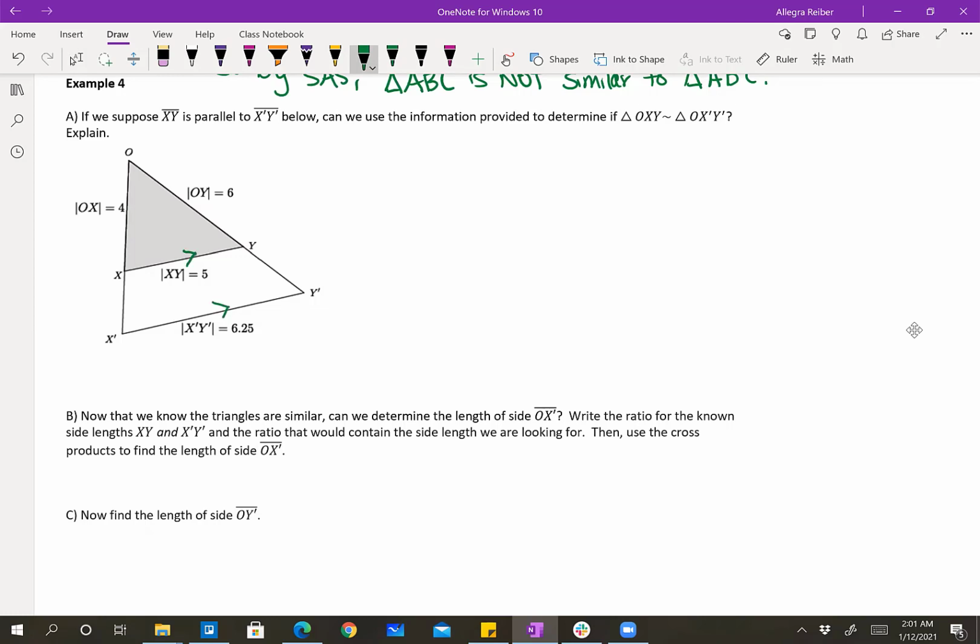The question is, can we use that information to determine if the two triangles are similar? The triangles here being the gray smaller triangle OXY and the larger triangle OX'Y'. Do you think we have enough information? Don't look ahead to part B. Tell me why if you think they are similar.